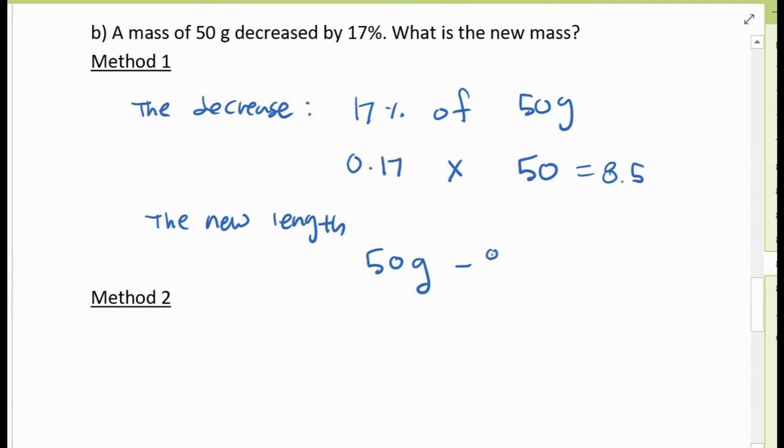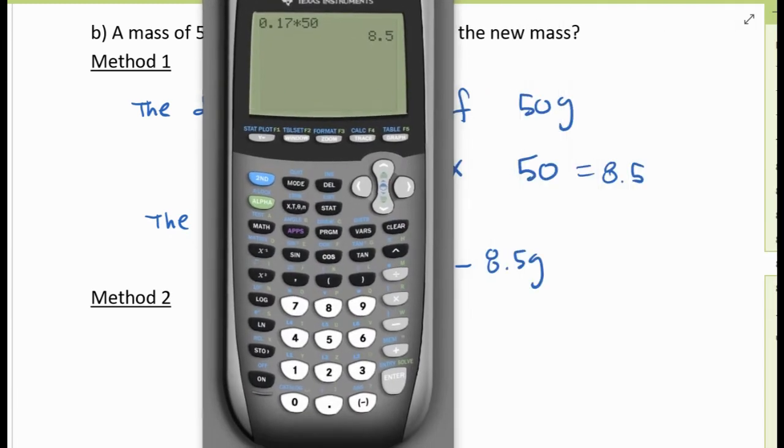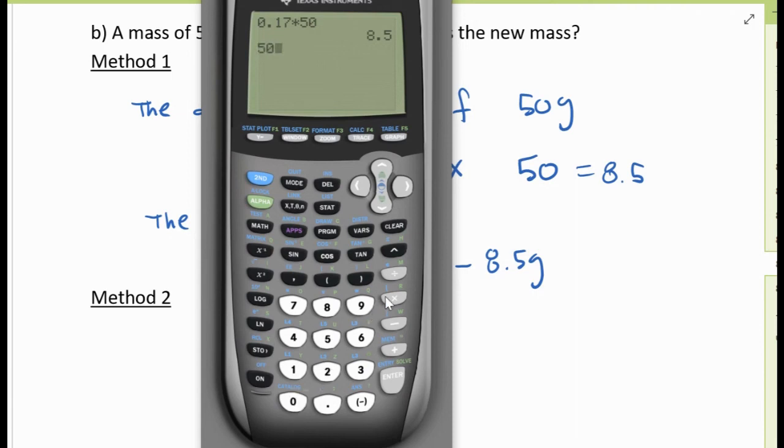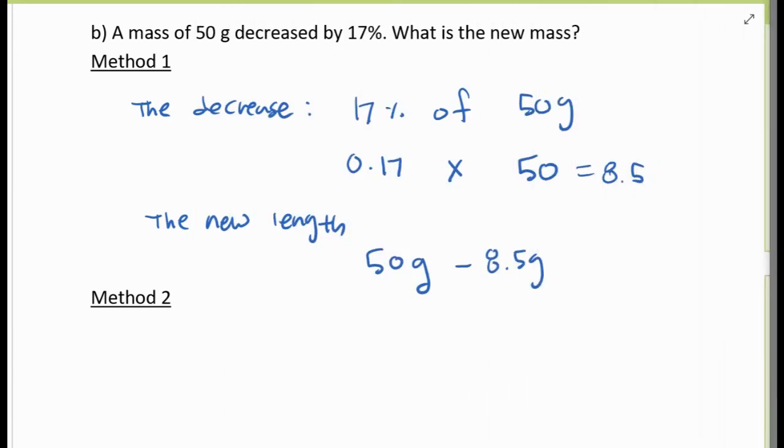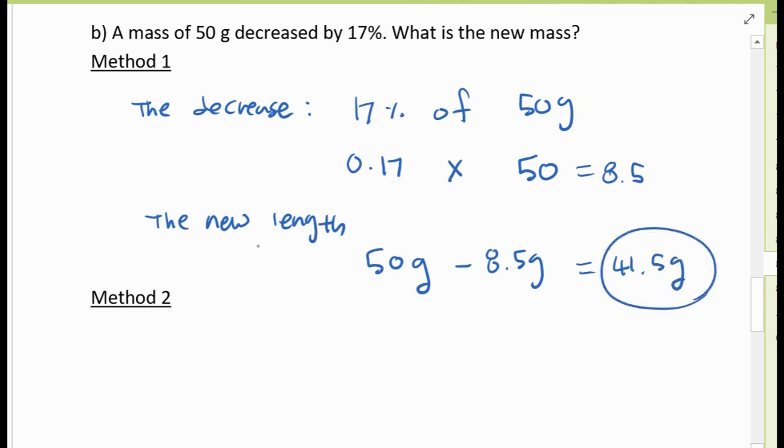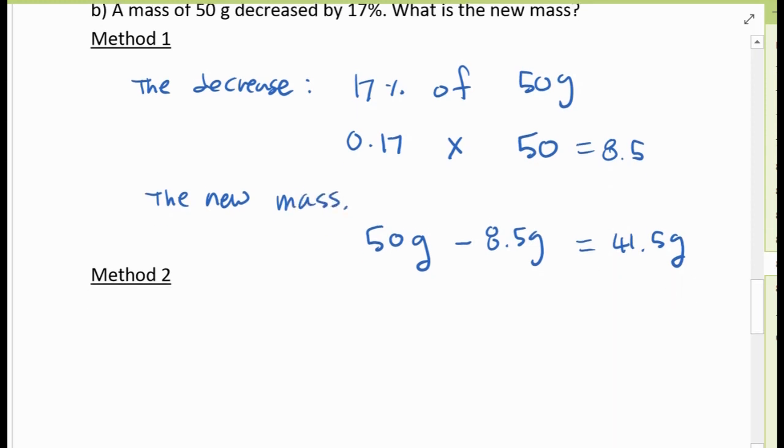So let's subtract 8.5 grams. So 50 grams minus 8.5 grams. Then 41.5. So the answer is 41.5 grams. So this is the new mass. Sorry, this is new mass, not length. New mass. Okay? Method 2.